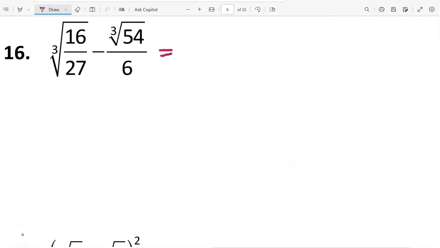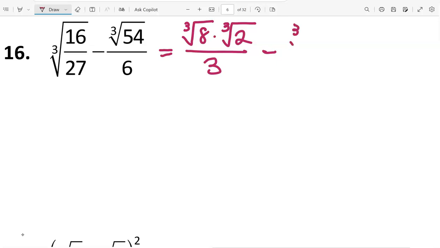In 16, we can distribute the cube root over the numerator and denominator of the first fraction. 16 has a perfect cube factor of 8, so I'll factor the numerator into the cube root of 8 times the cube root of 2. And downstairs, the cube root of 27 is 3. And then minus the cube root of 54 on top. Now 54 has a perfect cube factor of 27, so the cube root of 27 times the cube root of 2, and then downstairs a 6.